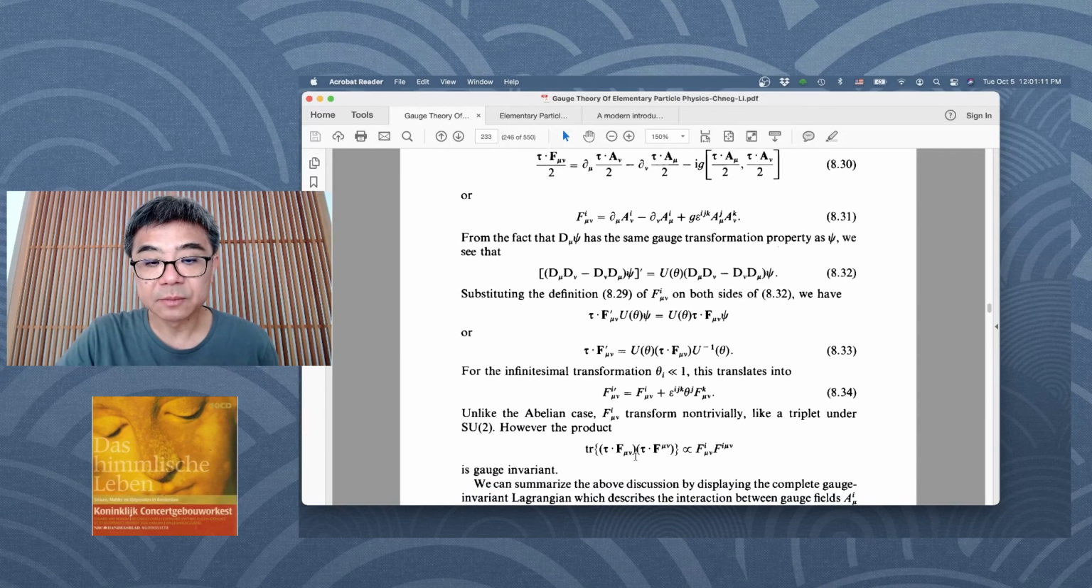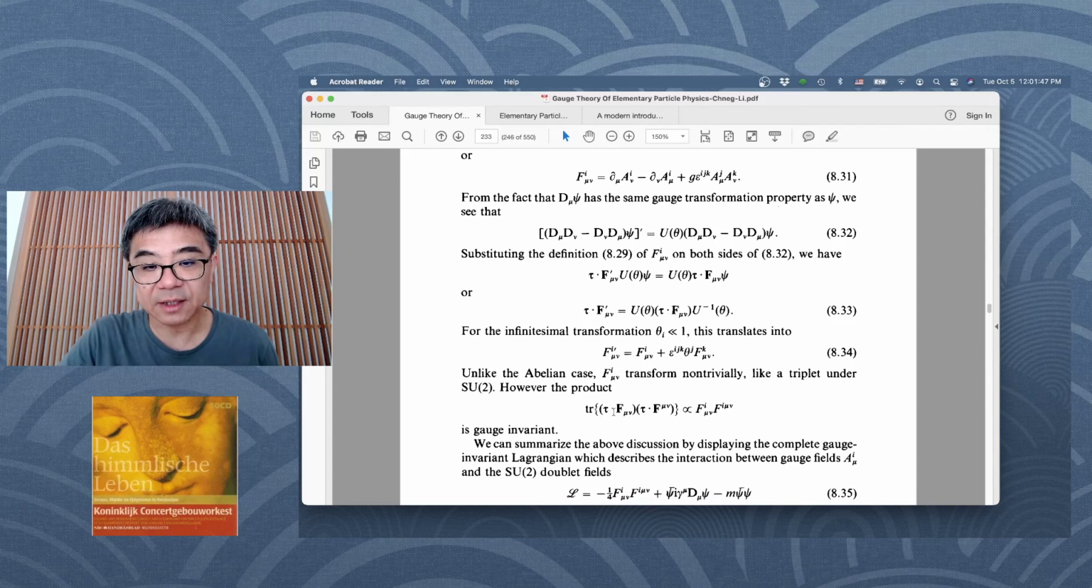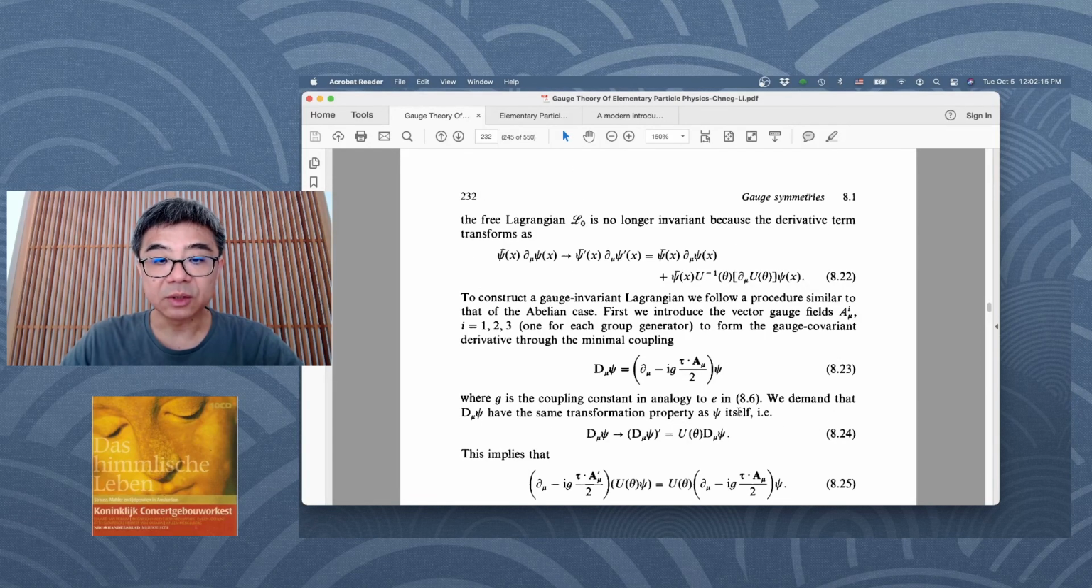Therefore, we can write this form, the trace of tau dot F mu nu times tau dot F mu nu. After transformation, we get a U here, a U minus one here, and a U here. The U minus one and U cancel after multiplication. Then there is a U here, and when you take the trace, this U and U minus one cancel each other. It is easy to check that when you take the trace, this becomes this, and it recovers almost exactly the same form as the F mu nu term of the Lagrangian of the U(1) symmetry. So what remains is to write down this F mu nu.